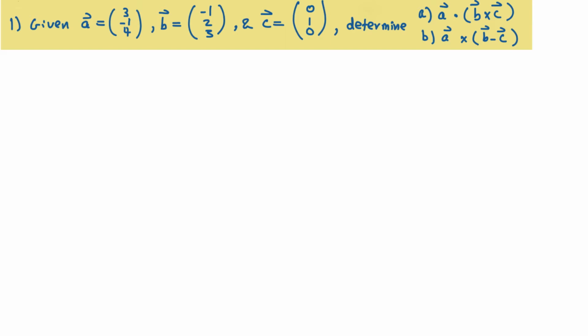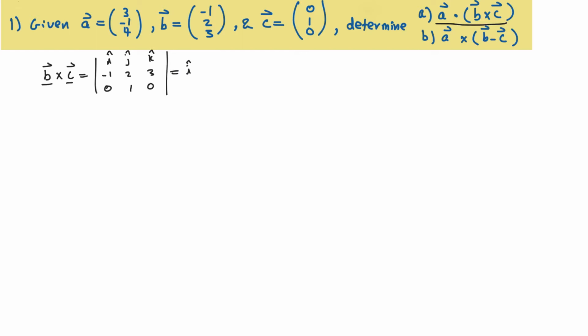Okay, for the very first question here, we're given vectors A, B, and C, and we want to determine a few operations on them. For the very first operation here, we need to do what's in brackets first. That's order of operations. So we're going to do vector B cross vector C first. So that's going to be I, J, K. And for vector B, my components are negative 1, 2, and 3. And for vector C, they are 0, 1, and 0.